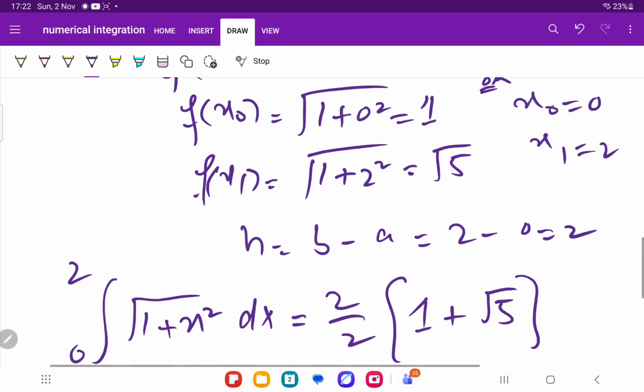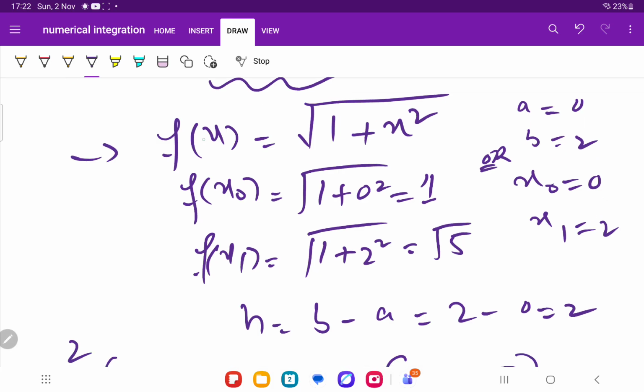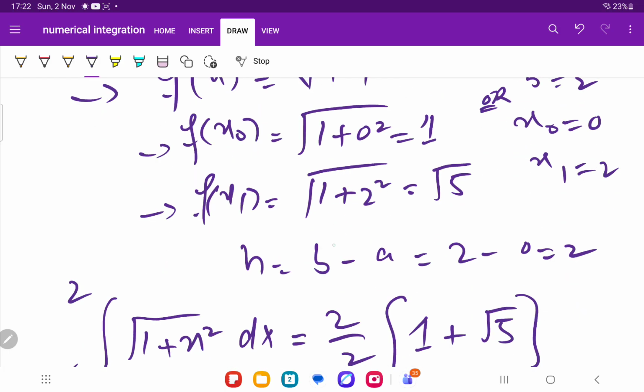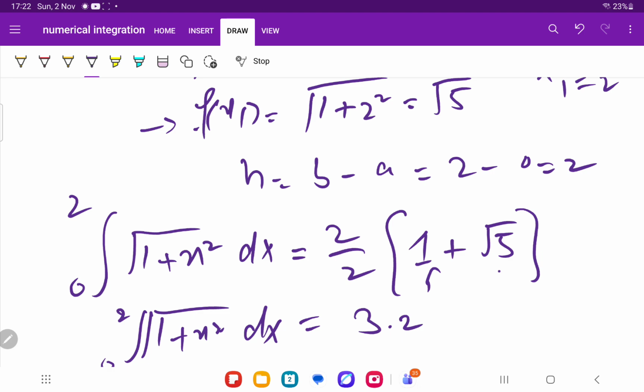So here is the second question, for which the function is f of x equal to the square root of 1 plus x square. First of all, we'll calculate x naught, then f of x1, because these are the ingredients required to put into the formula. H will be calculated by b minus a, and then all the terms we have placed inside the formula to get the final answer, which is 3.2.